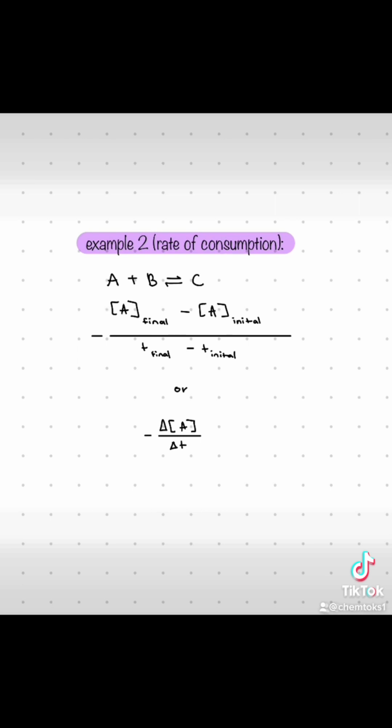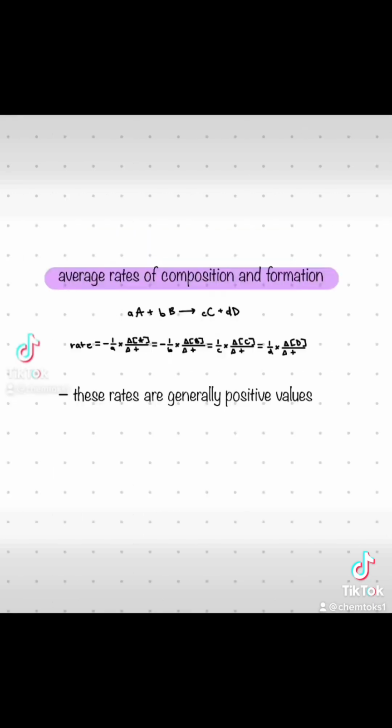If you're wondering why the negative sign is there, it's because it allows the final values to be positive, because the final concentration is always less than the initial concentration. If you were asked to find the average rates of consumption and formation, you would do the same processes as shown previously. The only difference is adding the coefficients in the denominator of the corresponding fraction. The rates will generally always come out as positive values.